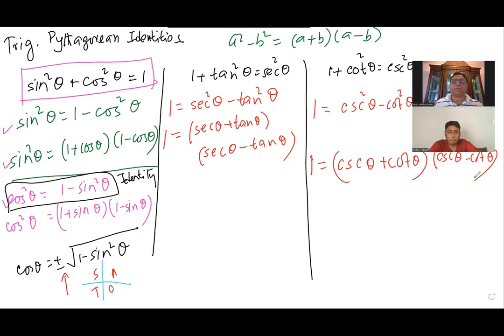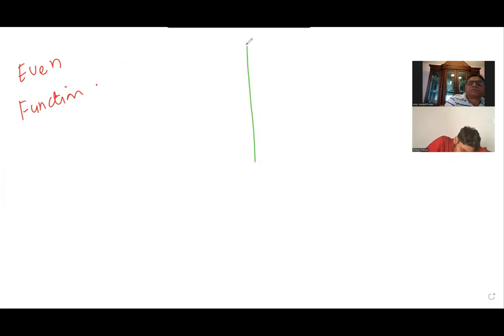Okay, now, is this all clear? We'll move on to the next type of identities, okay? We will call this even and odd functions. Let's look into the sine and cosine graph. Even function and odd function.